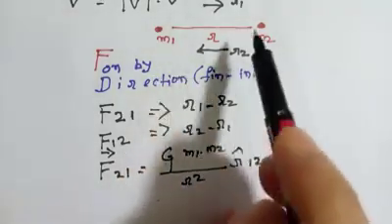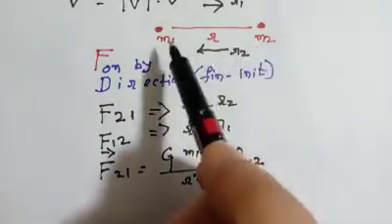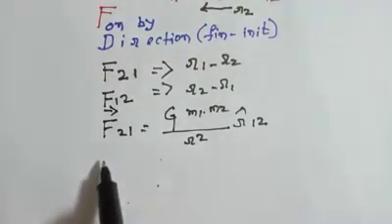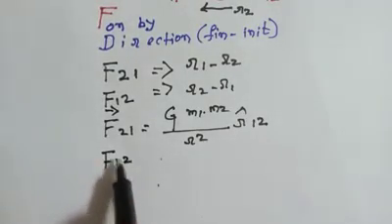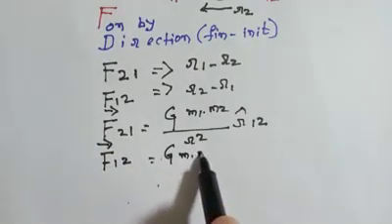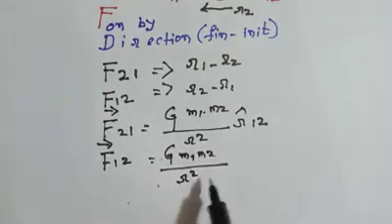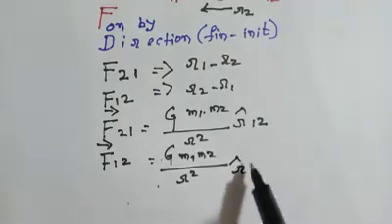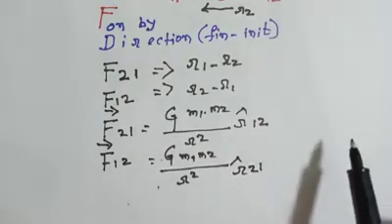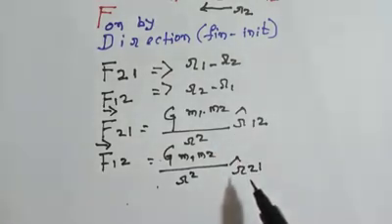That means force acting on body 2 pulled by body 1 has the unit vector r hat 1,2. In the same way, we can write force 1,2, that is force acting on body 1 pulled by body 2. It would be G m1 m2 whole divided by r squared, represented by the unit vector r hat 2,1. Now we need to understand one more thing, what is this r12 and what is this r21.